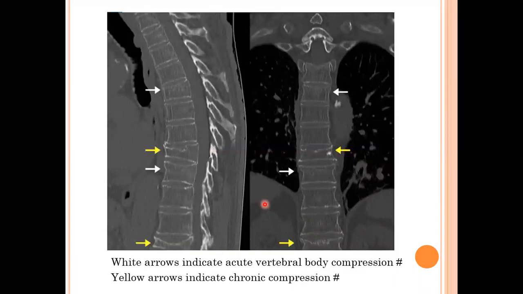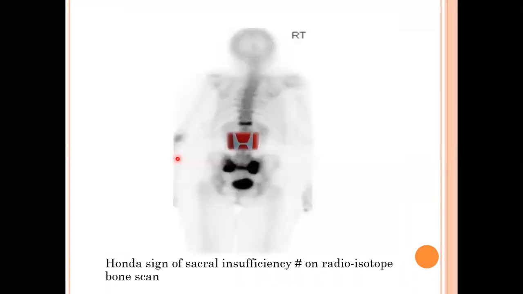This is the CT scan, sagittal and coronal images, showing both acute and old osteoporotic fractures. The white arrows represent the acute fracture, with the step defect in the cortex and the trabecular condensation or impaction, while the yellow arrows indicate a chronic fracture, just wedge deformity. This is the Honda sign of sacral insufficiency fracture on isotope bone scan. There are bilateral vertical uptakes connected by a horizontal band between them, so it appears in an H shape.